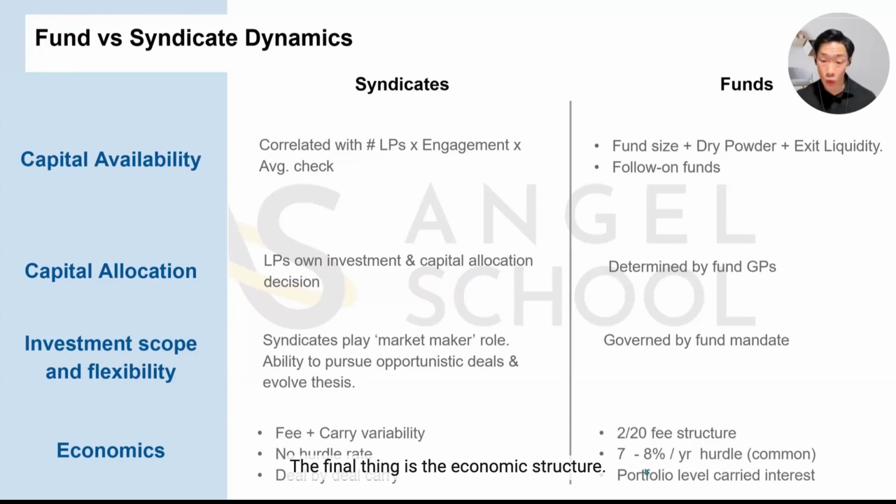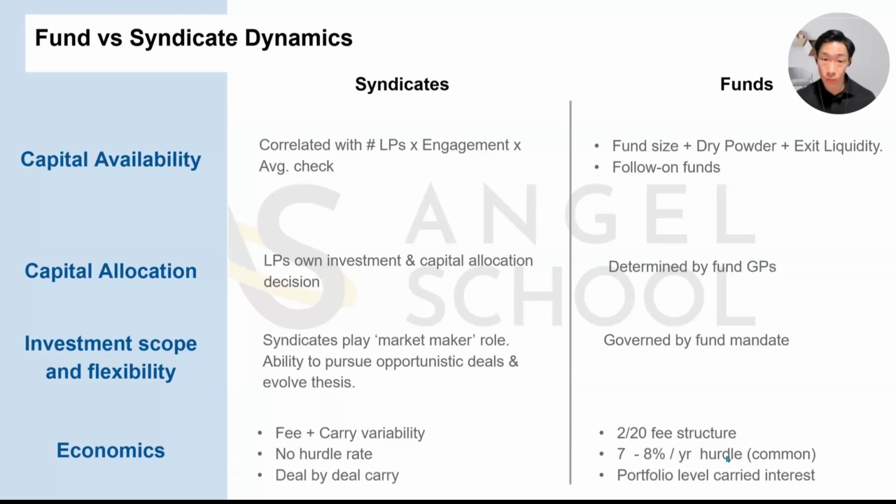The final thing is the economic structure. With a syndicate, we have a fee structure. There's carried interest. It does vary syndicate by syndicate. Whereas on the fund, there's a classic 2 and 20 fee structure. So 2% management fee a year, 20% carried interest. On a syndicate, we don't ever see return hurdle rates. And in funds, it is fairly common. I'd say 60 to 70% of funds will have a return hurdle. And typically it's between 7 to 8% a year of capital that you need to return to investors before carried interest applies. And the third difference is deal level carry in the syndicate model versus portfolio level carry in the fund.